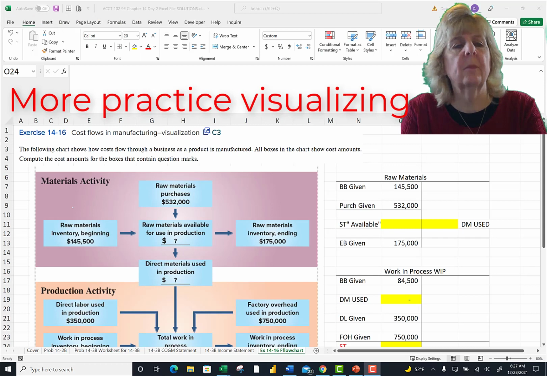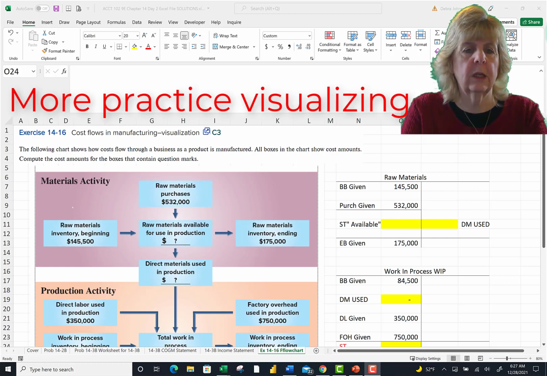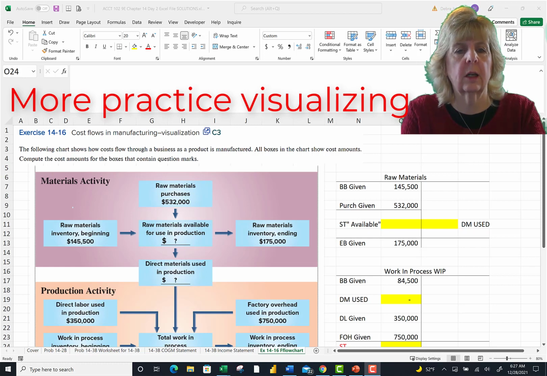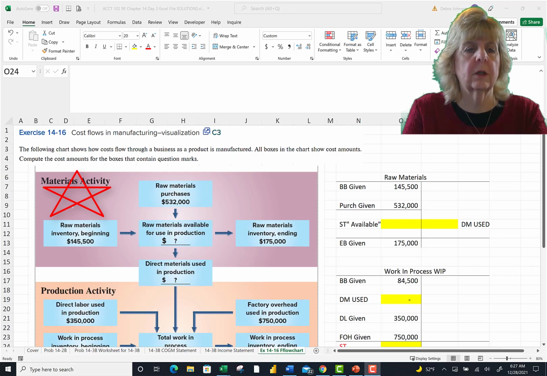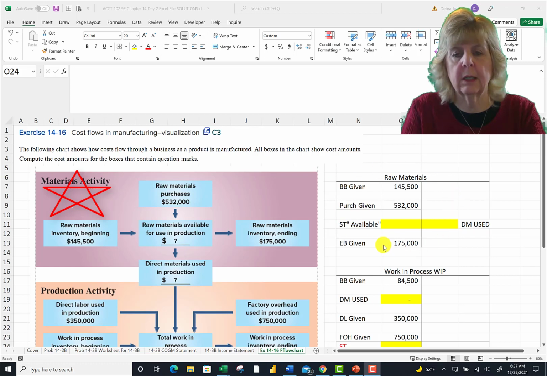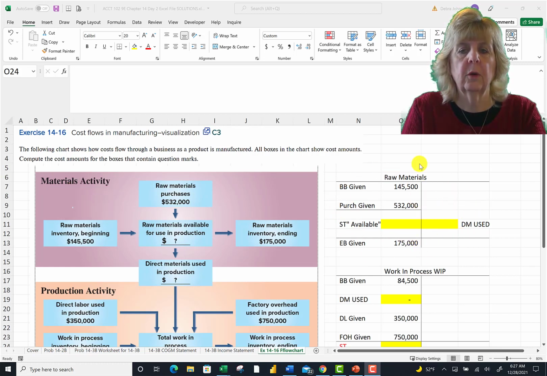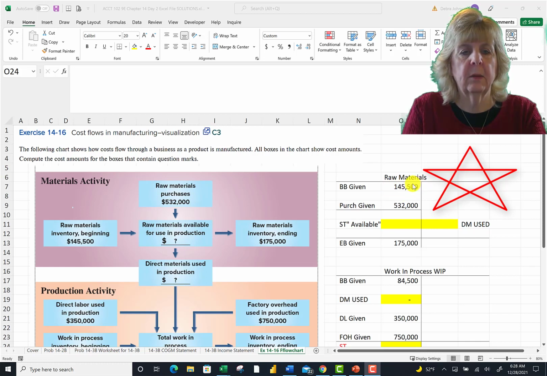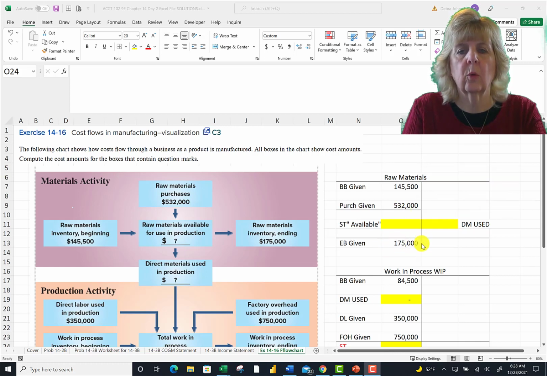So let's wrap this up by looking at one last exercise that will help us visualize what's going on in these manufacturing accounts that we've spent now 2 days talking about. On the screen, let's look at the pink area, which your author entitles Materials Activity. And to help us solve this, I'm going to go back to my T account approach. So you'll notice that I created a T account for raw materials. I started off with the amounts that were given, which included the beginning balances and the raw materials purchases, as well as the ending raw materials.